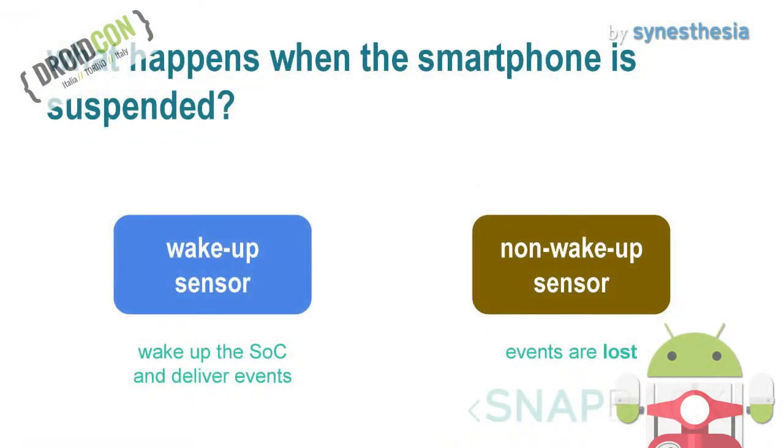It depends on the type of sensor. There are two kinds of sensors: wake-up sensors and non-wake-up sensors. This is very important because a wake-up sensor always delivers data to our application, no matter if the phone is awake or in suspend mode. So if, for example, the processor is in suspend mode, the processor is woken up and the data is delivered.